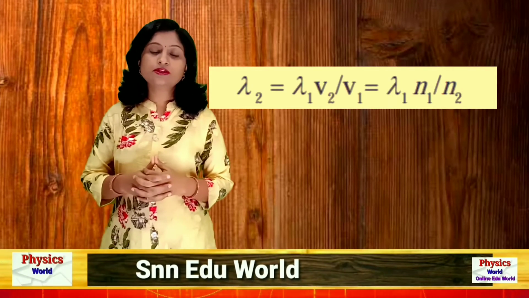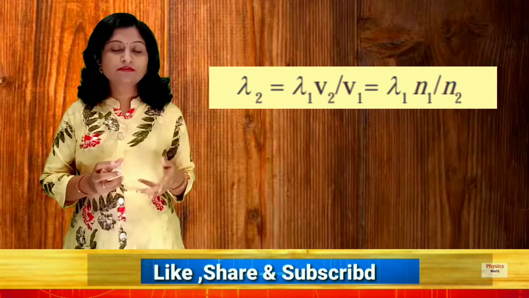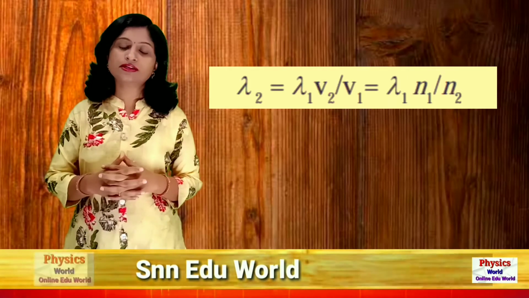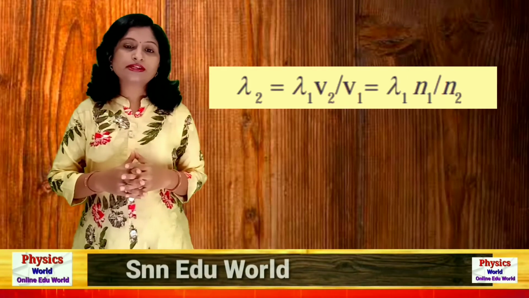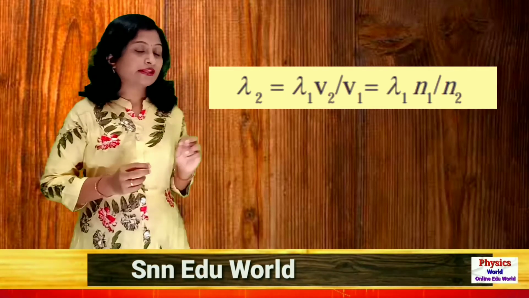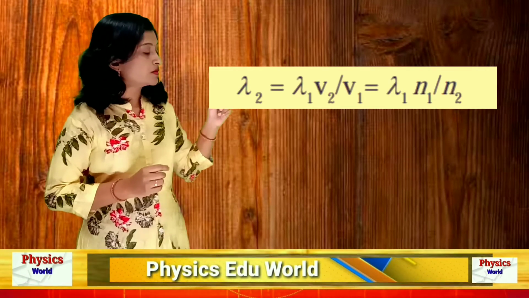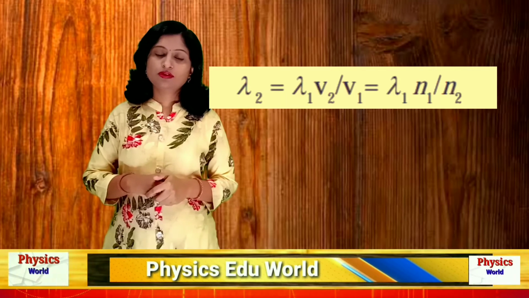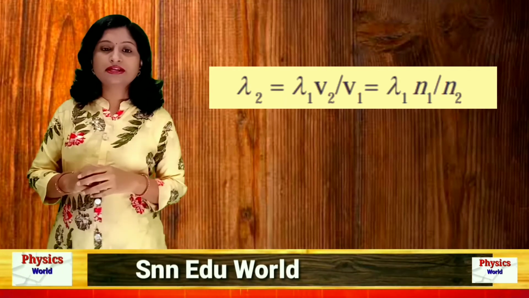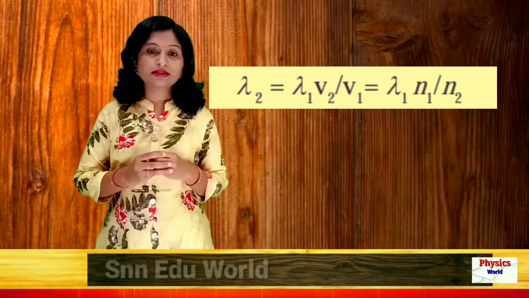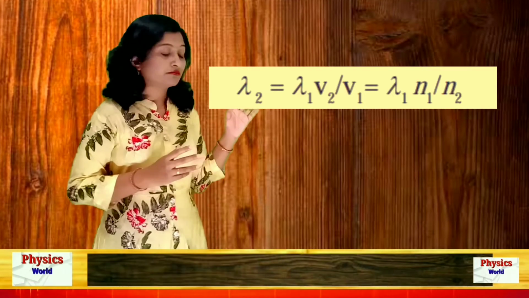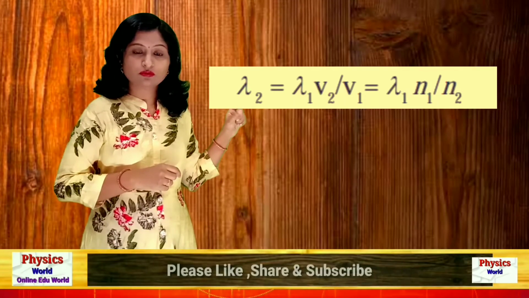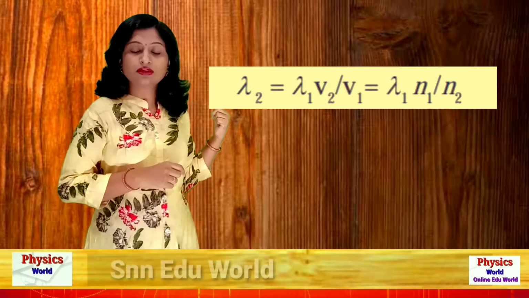And we already know that V2 divided by V1, velocity in second medium divided by velocity in first medium, that is, refractive index of first medium divided by refractive index of second medium. If refractive index is represented here by n, then this equation can be written as lambda 2 is equal to lambda 1 into n1 divided by n2. Okay, so this equation will represent how the wavelength is depending on the refractive index of the medium. Okay, so n1 upon n2 into lambda 1 is equal to lambda 2.